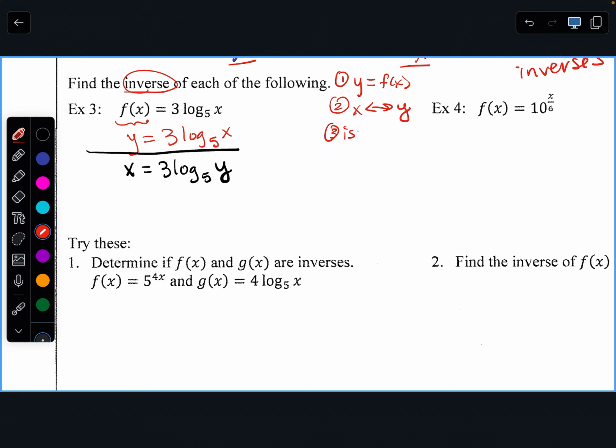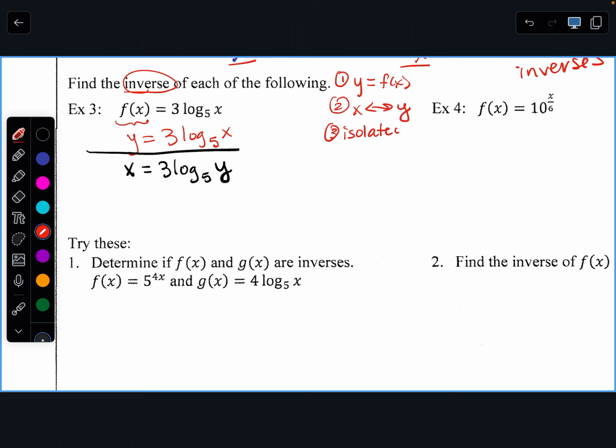Okay, so in order to get this y by itself, we're going to start to undo what's attached to it. So multiplied by 3 means we're going to divide both sides by 3. So we end up with x over 3 equals log base 5 of y. We know that the opposite of a log base 5 is we're going to make it a power of 5. So both of these, so this is now 5 to the x over 3 equals 5 to the log base 5 of y.